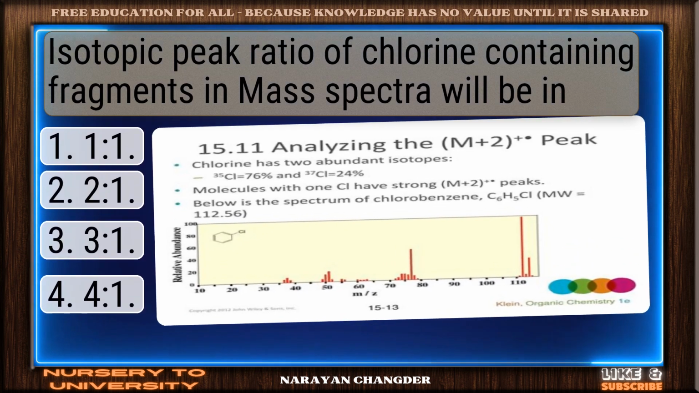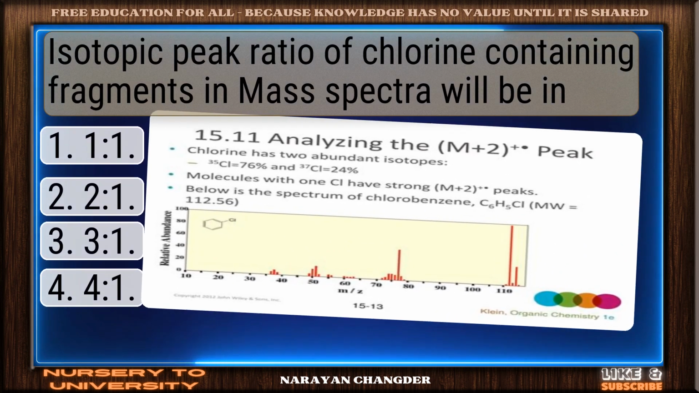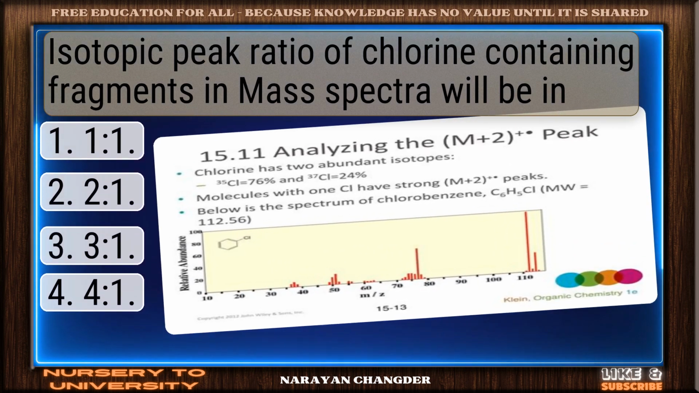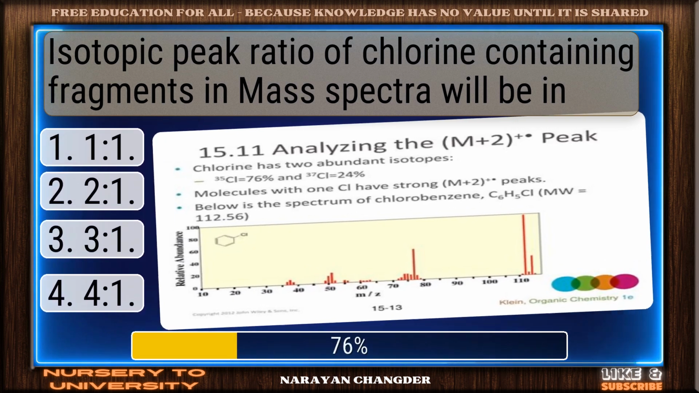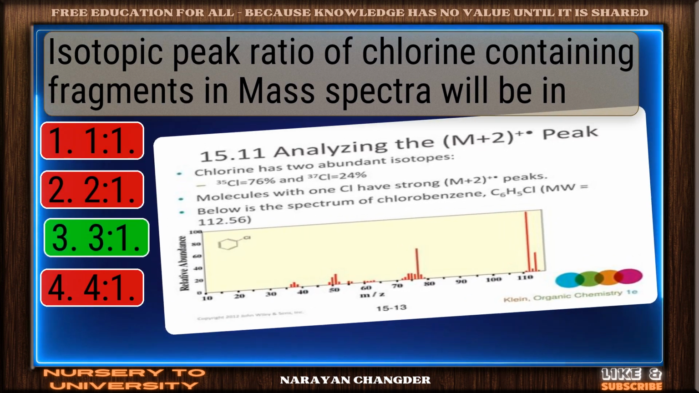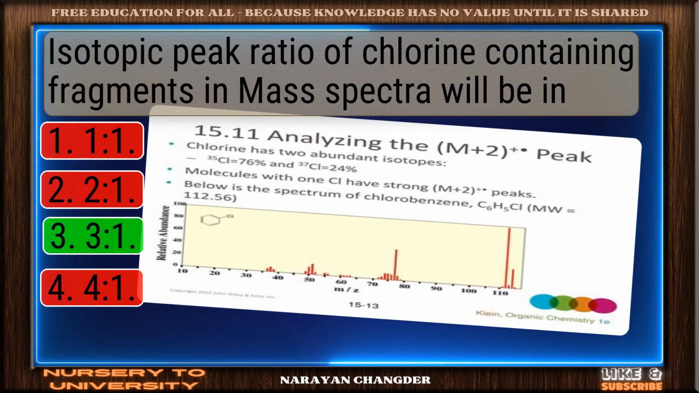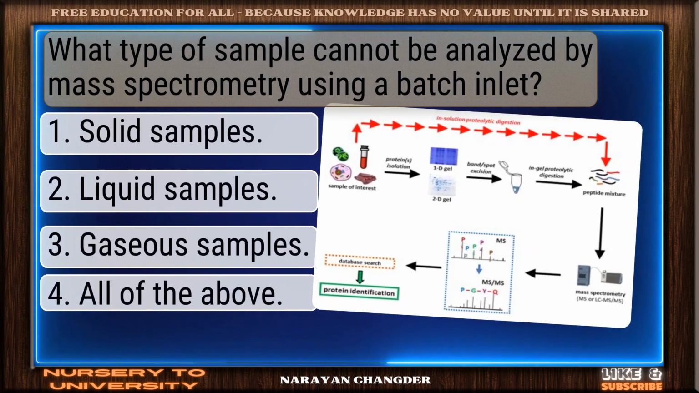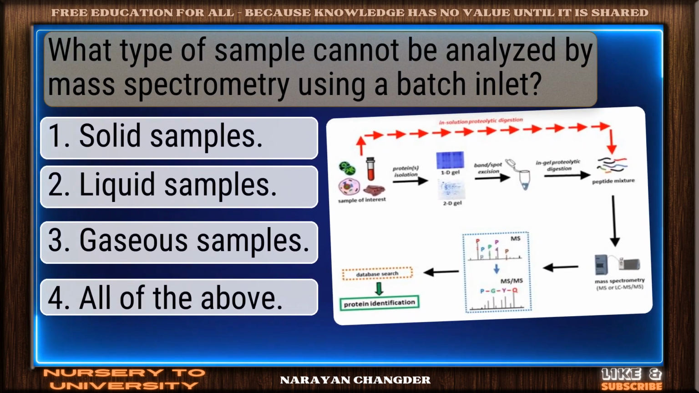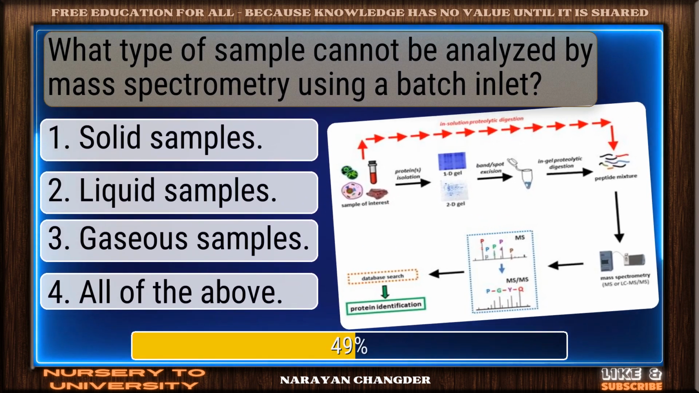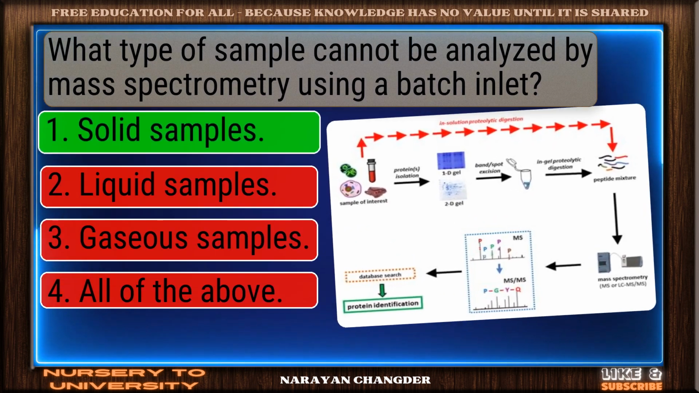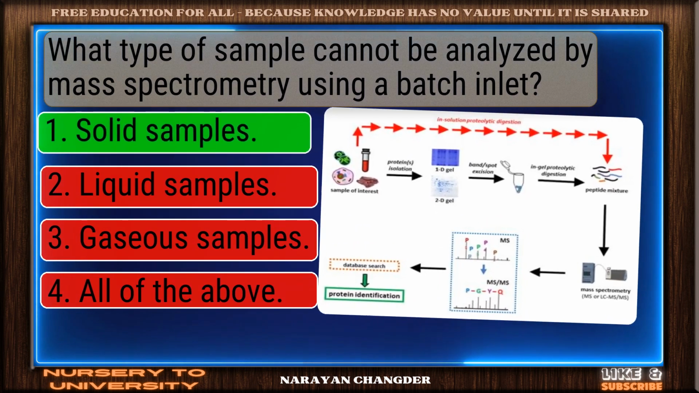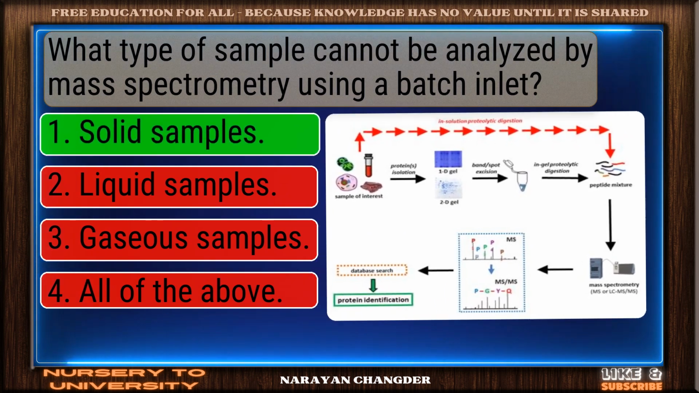Isotopic peak ratio of chlorine containing fragments in mass spectra will be in. Nice selection. 3:1 is the correct and valid answer. What type of sample cannot be analyzed by mass spectrometry using a batch inlet? Exactly. Solid samples make sense, and it is the right choice.